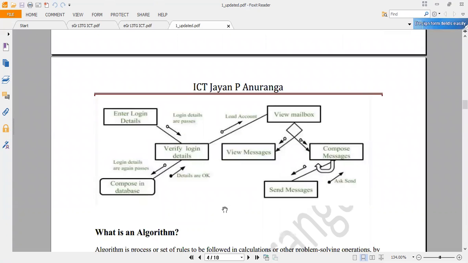This is an example for the email login. Enter login details, as this example illustrates as a structure chart how to log in to email and send email. This is the email process. Enter login details, view mails, verify login details, compose, database, view messages, compose messages, send messages. There isn't a strict hierarchical level, but there are separate components interconnected by their dependencies. This is the structure chart.